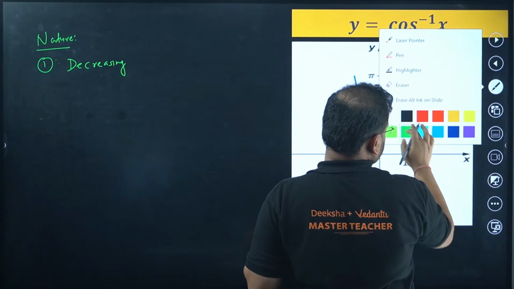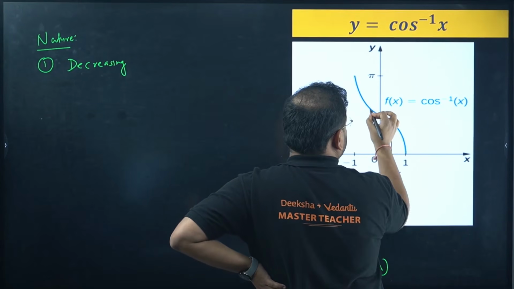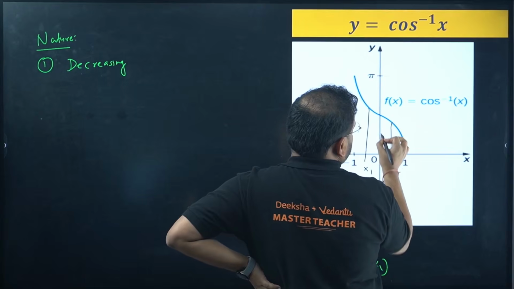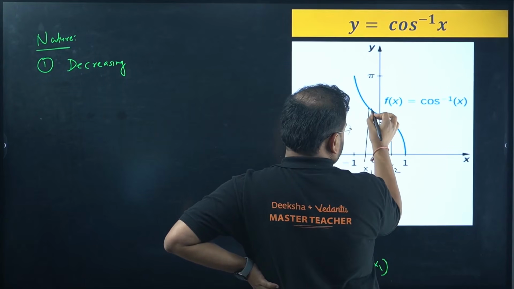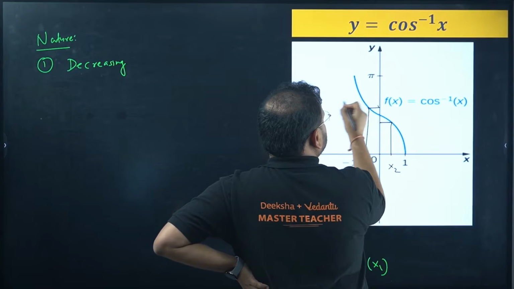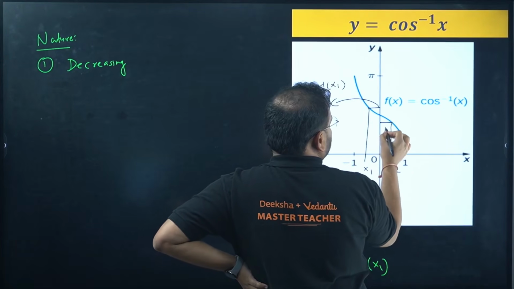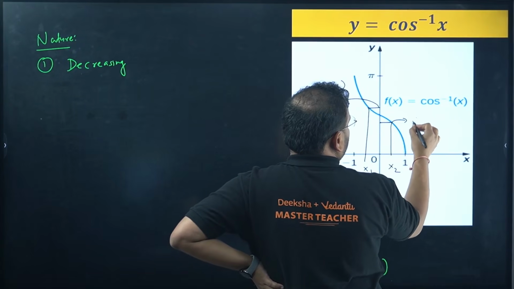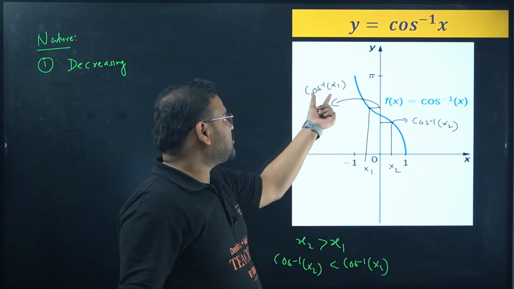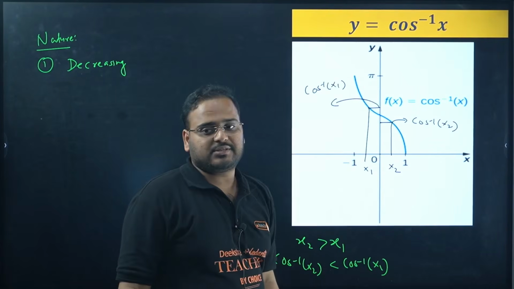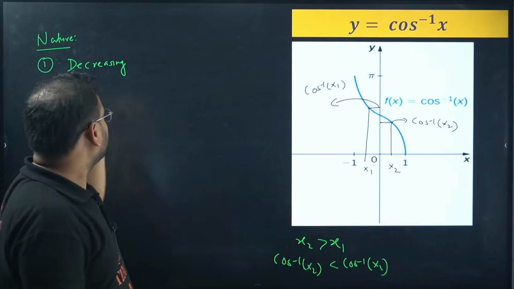Check here. If I take this point to be, let's say, x2, and this point to be x1, this value represents cos inverse of x1, and this represents cos inverse of x2, which is more. So of course cos inverse of x1 is higher than cos inverse of x2. So this is a decreasing function.